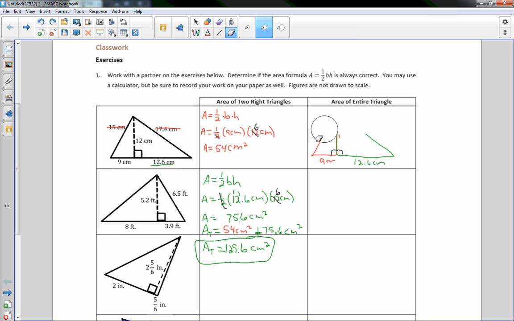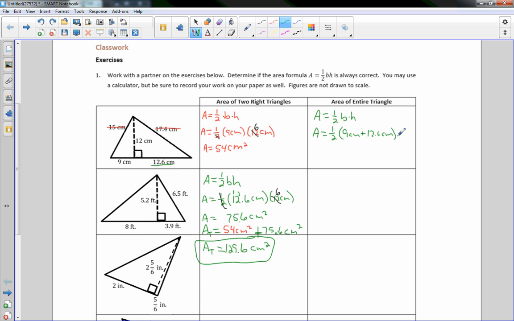So now we want to prove that every time this happens, we're going to find the area of the whole triangle. So now I am going to find the area of the whole thing, which is my same formula, area equals 1/2 base times height. Substitute in my givens. My base is 9 plus 12.6. So I'm going to write that: 9 centimeters plus 12.6 centimeters is my base times my height of 12 centimeters.